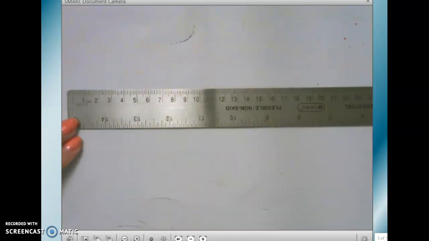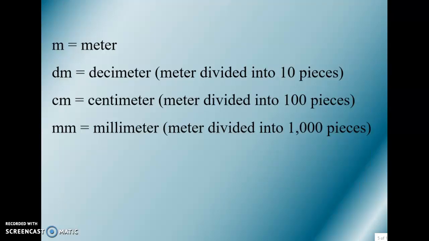Now, what we're looking at today is what all those little dashes mean. And what is a meter? Okay, a meter is slightly larger than a yardstick. And we're going to break that meter down now into smaller pieces. So let's take a look. Here's what we're going to do next.